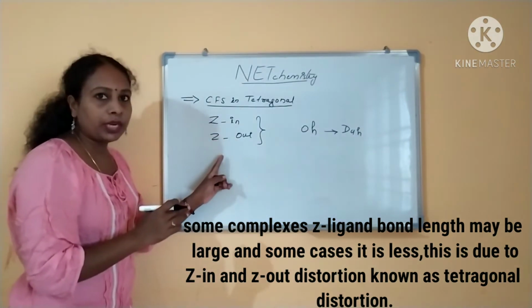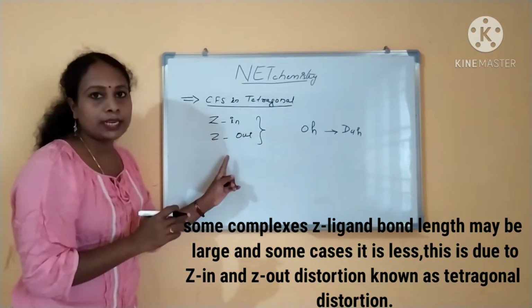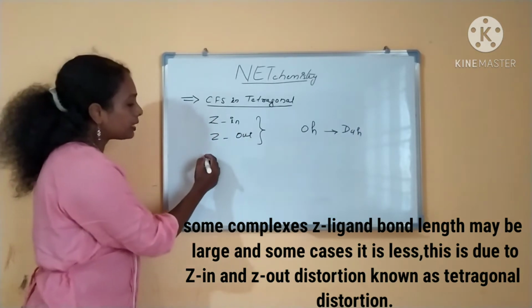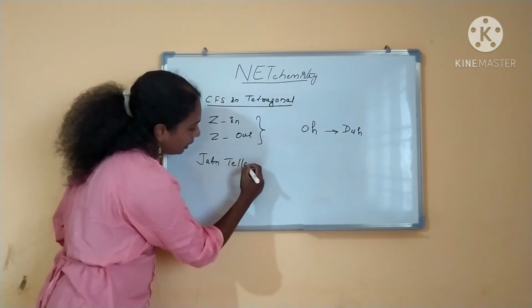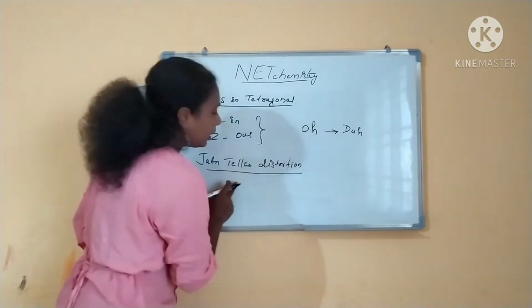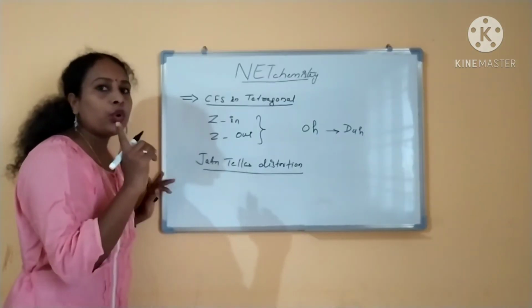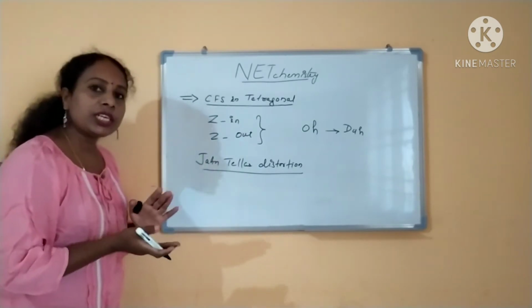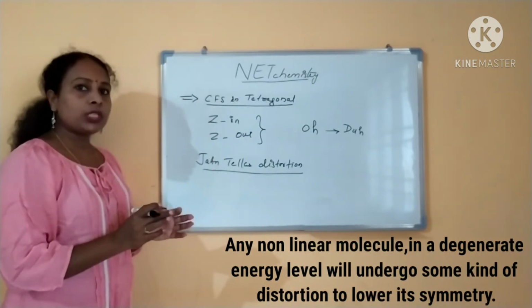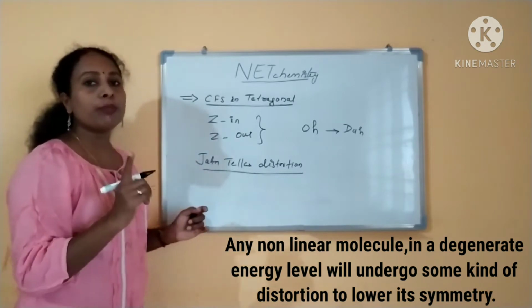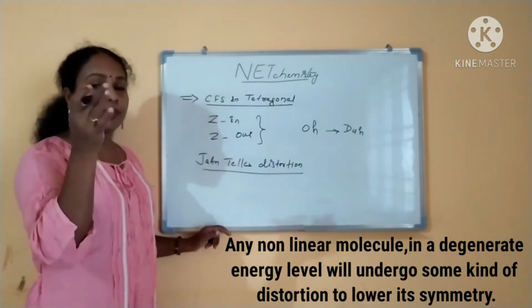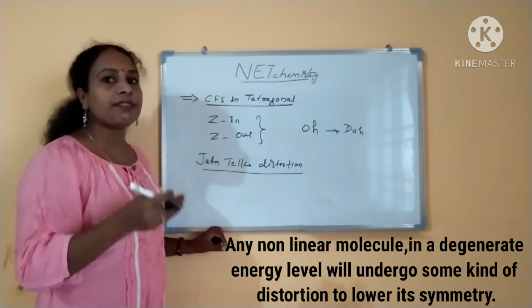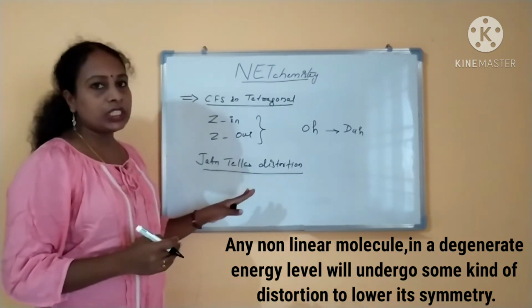Two types of tetragonal distortions are there, Z in and Z out cases. Another term is Jahn-Teller distortion. What is Jahn-Teller distortion? Any non-linear molecule in a degenerate energy level will undergo some kind of distortion to remove its degeneracy. When the symmetry is lowered, the energy will be lowered. That is Jahn-Teller distortion.